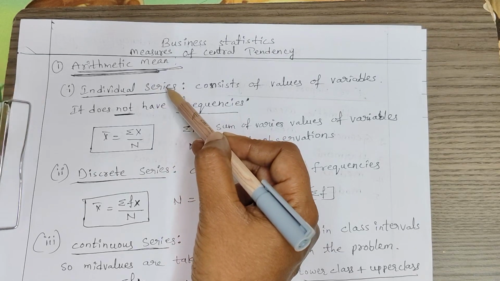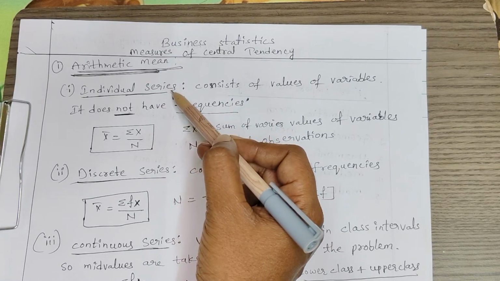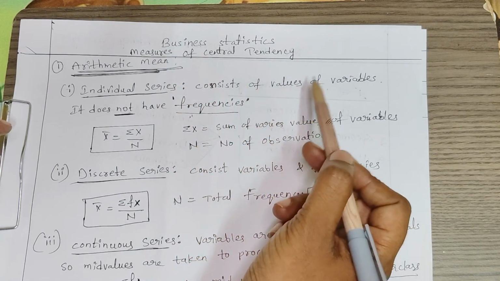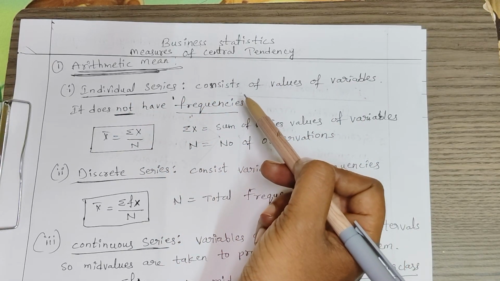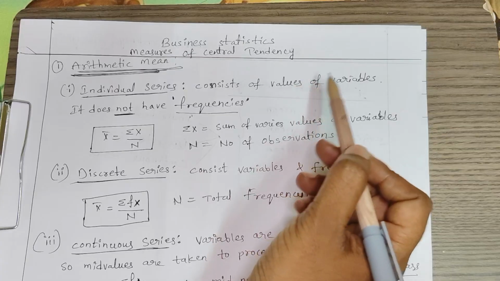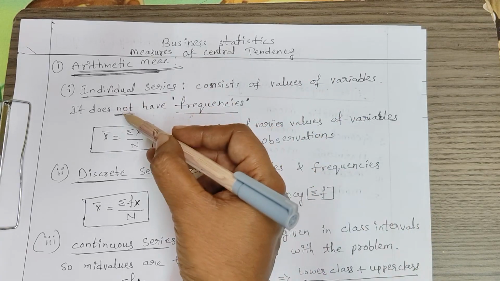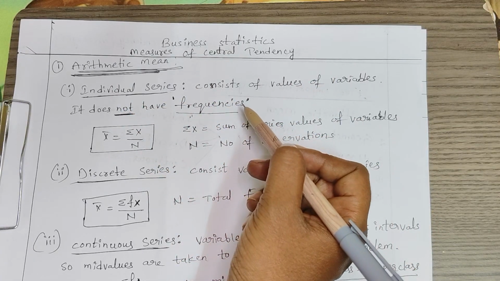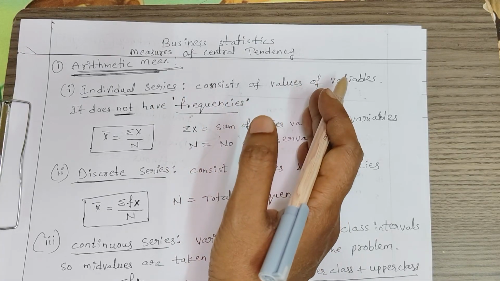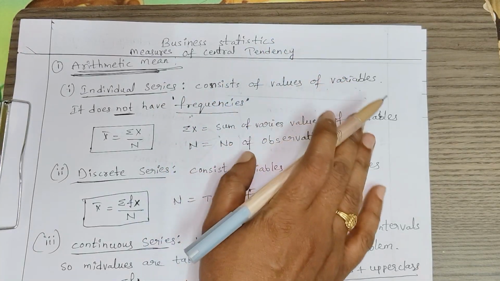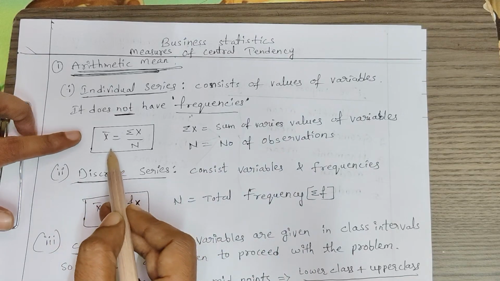If it is individual series, how to identify individual series of arithmetic mean? It consists of values of variables. It does not have frequencies. That means in the question they will give only values of variables. Frequencies will not be given. Then that will be called individual series. Only x values are there, frequency values are not there. That is individual series.